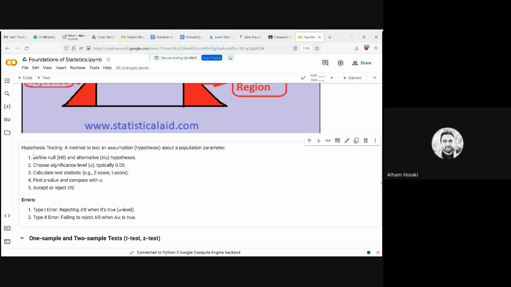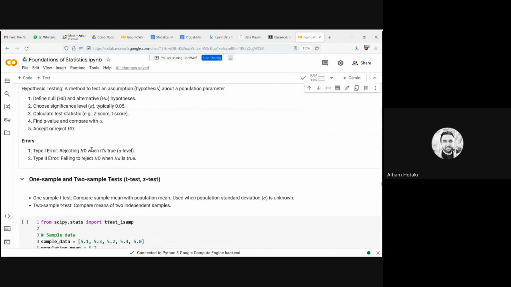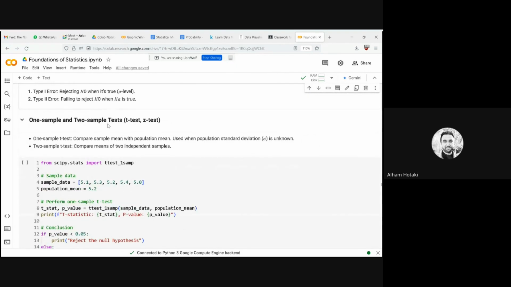These are the steps that you have to take whenever you're doing a hypothesis testing. This is very important. You can apply it to real life problems as well. This is why it's very important.